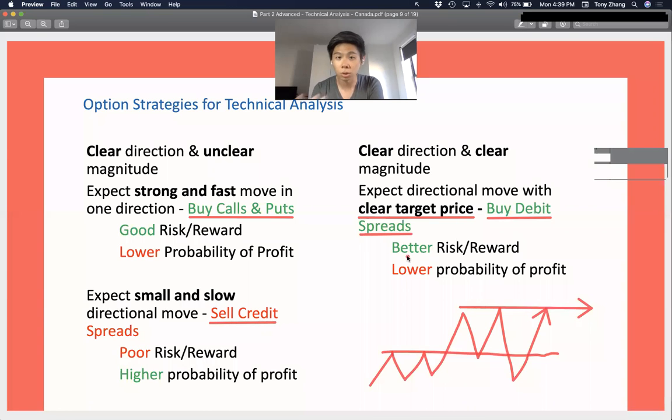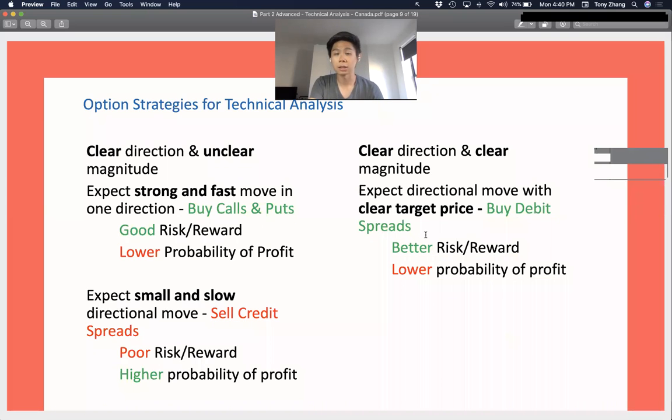So if you want to learn more, you can go back and review that after we finish here today. These strategies have much better risk reward, but they also have lower probability of profit. The difference here is that the risk to reward is better than just buying a call or put. So those are the three strategies we're going to discuss here today in the context of all the different technical analysis that we can do, okay?